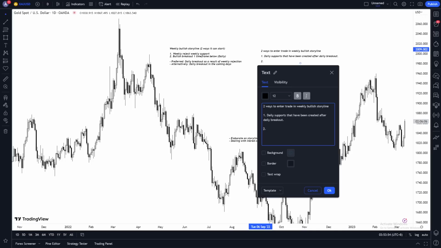Second way is what? Second way is the higher risk way. This will be low to medium risk, we'll call it. Okay, why low to medium risk? Because the daily has already broken out. Okay, this is wrong. Two ways to enter a trade in weekly setup.